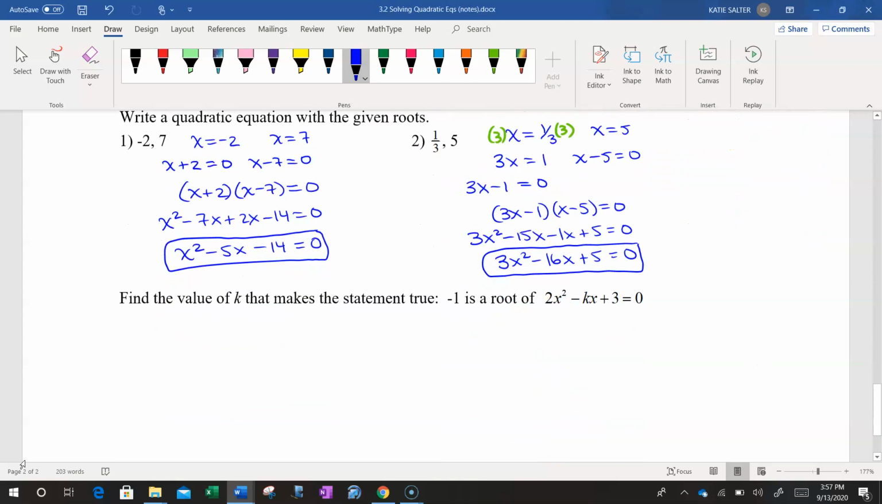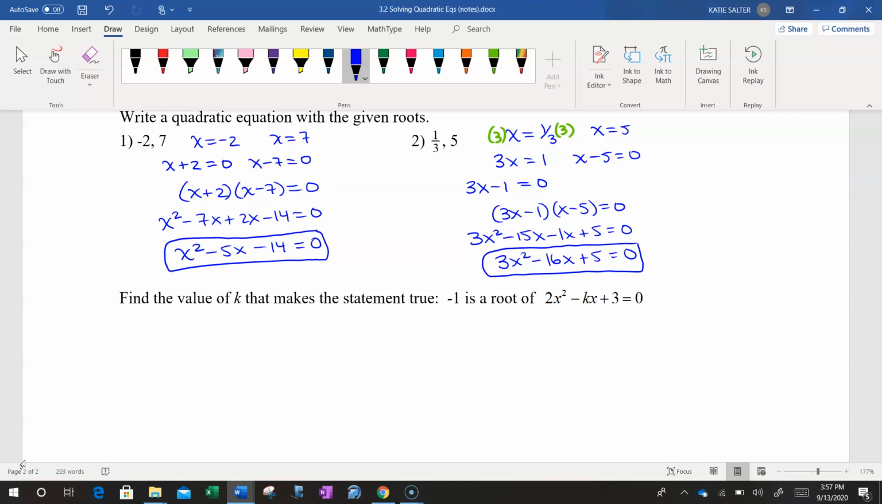All right, very last problem. Find the value of k that makes the statement true. -1 is a root of the following. All right, a couple of different ways to do this, but I'm going to go straight to the quickest way. Guys, if they give you a root, that means that when you substitute that root in, it should make that equation true. It should make this equation set equal to 0, because remember, a root is the x-intercept. And when you have an x-intercept, the value of y is 0. And what this function is equal to is y.